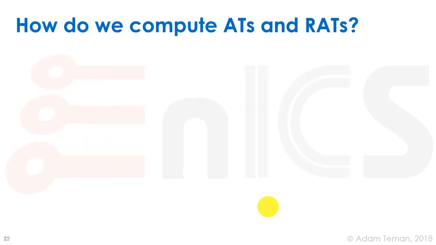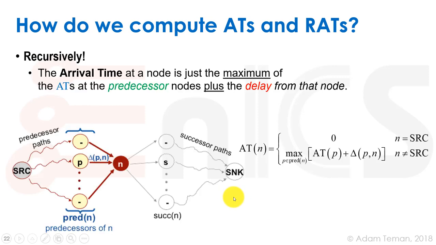So how do we compute ATs and RATs? Well, we do it like a lot of the different algorithms that we're going to be discussing in this course and that we've discussed so far. We do it recursively, okay? So the arrival time at a node is just the maximum of the arrival times at all the predecessor nodes plus the delay from that node. This is described here in a very simple equation.